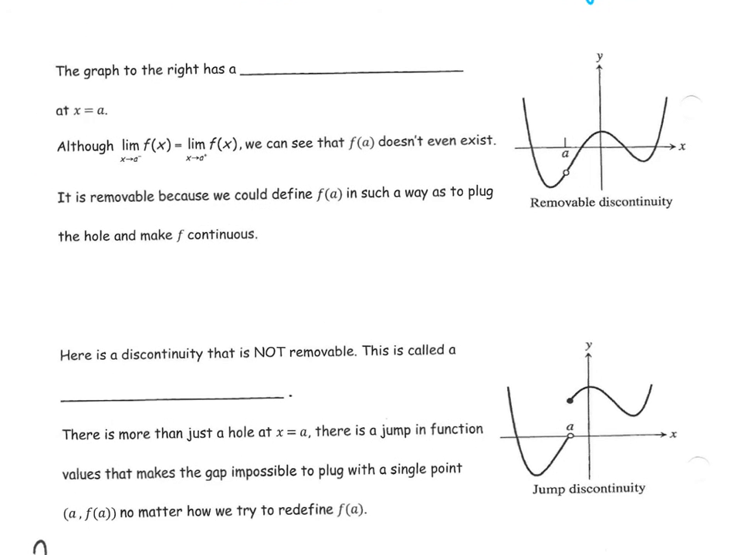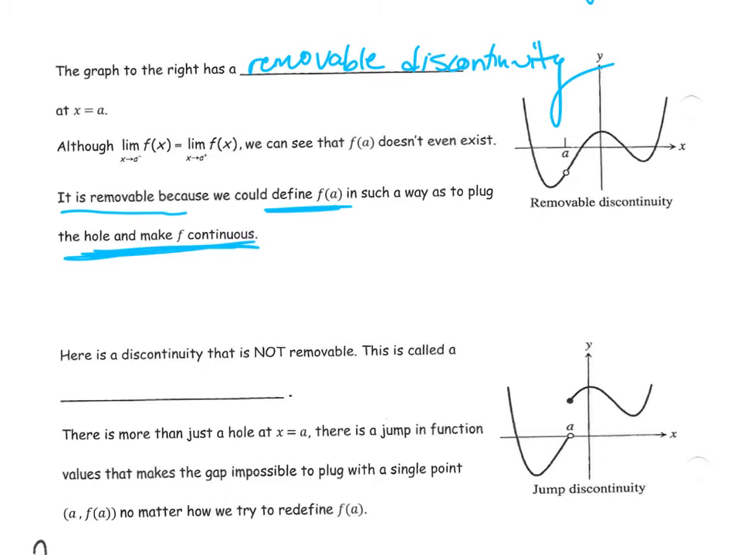All right, let's move on to the next graph. This graph on the right also has another removable discontinuity. Again, it's removable because we can define f of a in such a way that we could plug the hole and make the function continuous. I could say, that was the function, but let's just plot a point there and fill the hole, and then that would make it continuous. But this still is a discontinuous function. There's a break in the graph.